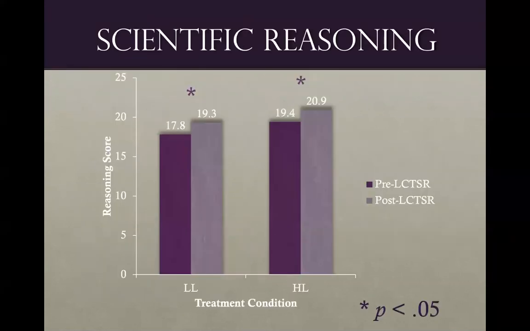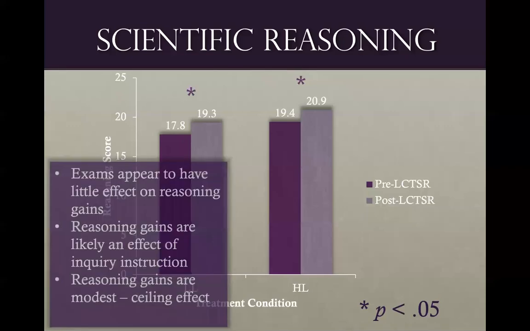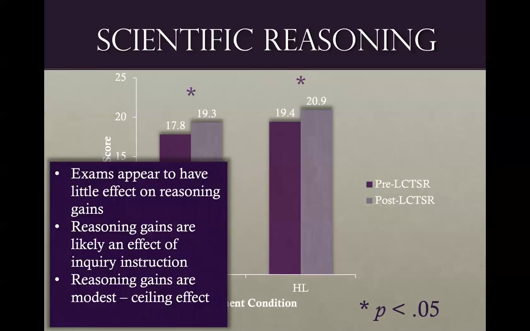We also did take a look at scientific reasoning gains over the course of the semester. We see a modest gain of about 1.5 to 2 points on a 24-point scale. That's how big the test is, 24 points. But we see a significant gain in both treatments. So from that, we took that it's probably not the exams themselves that are prompting reasoning gains. It's more likely a result of inquiry instruction, and reasoning gains are pretty modest. But we are working with students who are really high achieving students at a selective university, and they're kind of hitting the ceiling of the test.